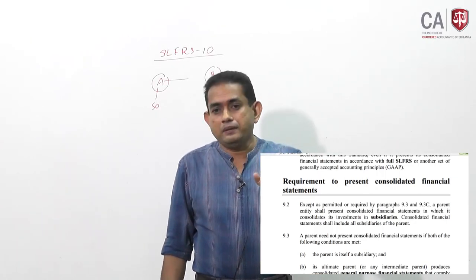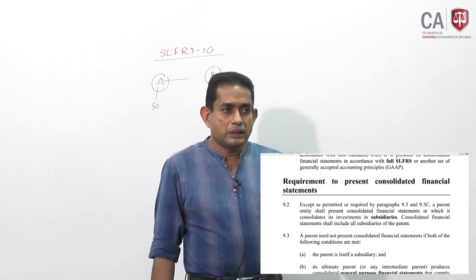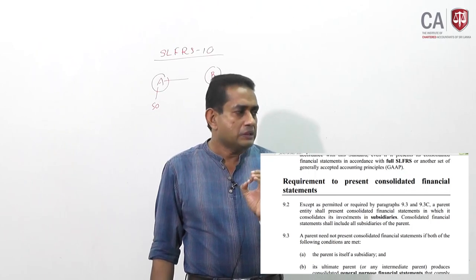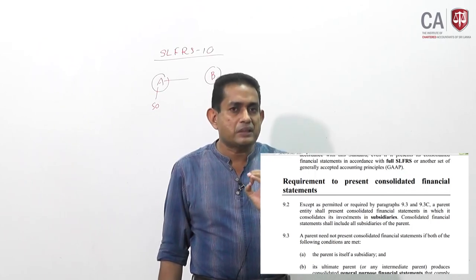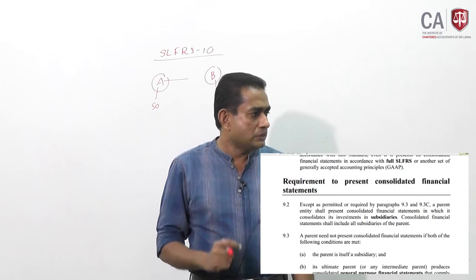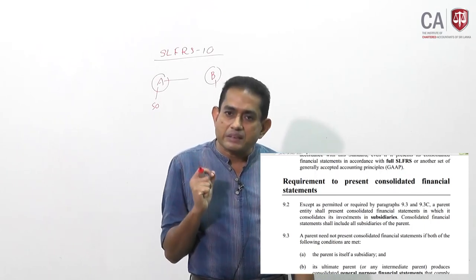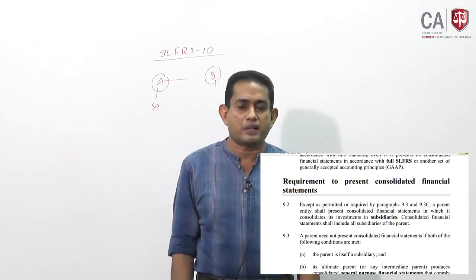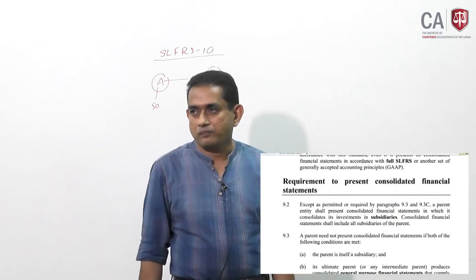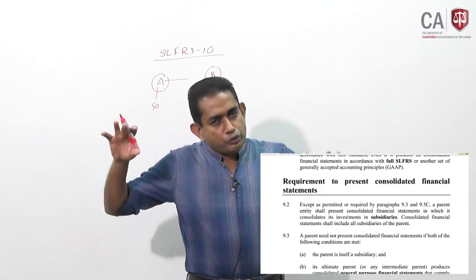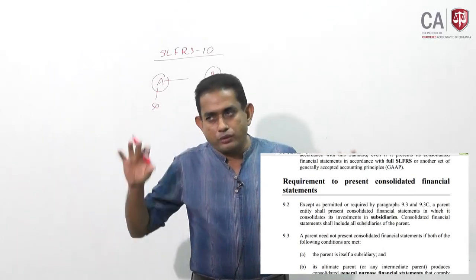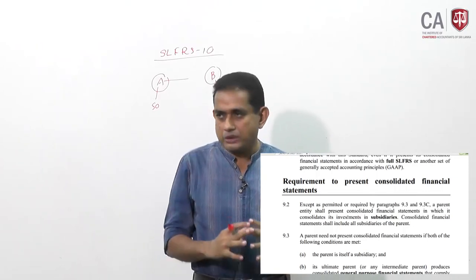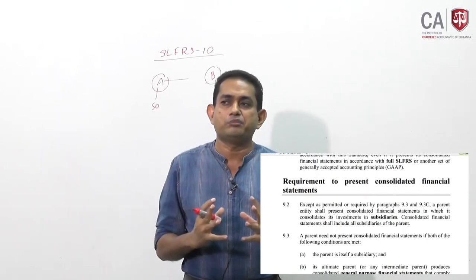SLFRS 10 does not grant the permission for a subsidiary company to be excluded from consolidation just on the basis of the business of the subsidiary being different from the business of the parent company and vice versa. Even if the two business activities are completely different, you still have to prepare consolidated financial statements consolidating all the members within the group.